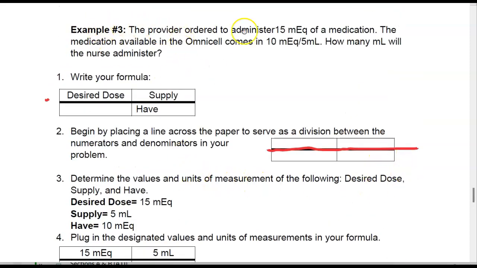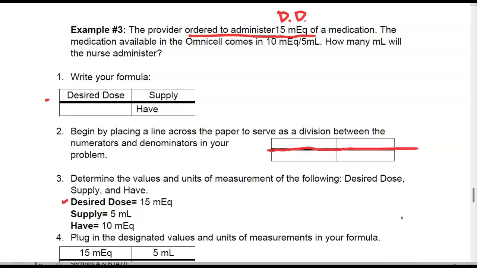Again, we look back to the scenario, to the case. How do I know where to find things? Well, easy. Your desired dose is the order. So this is your desired dose. I'll just put an abbreviation here, just so you know where to find it.